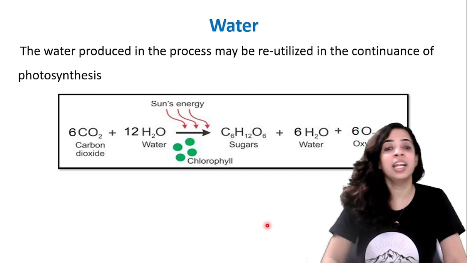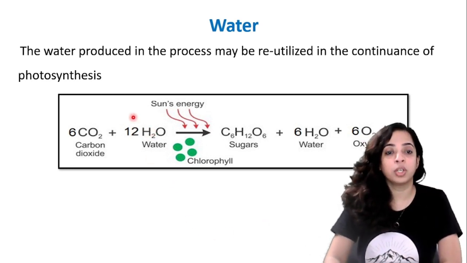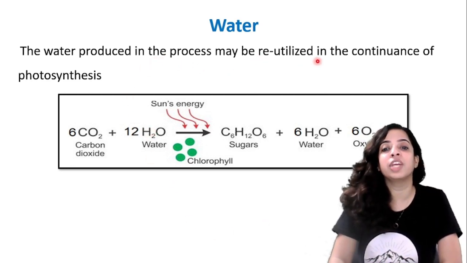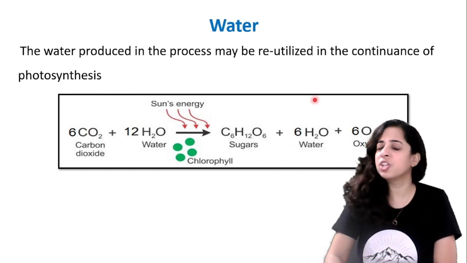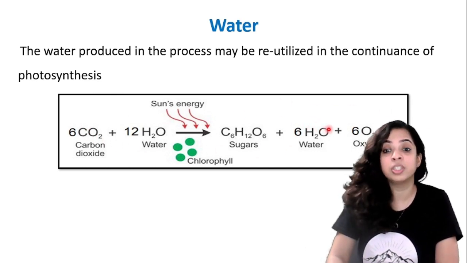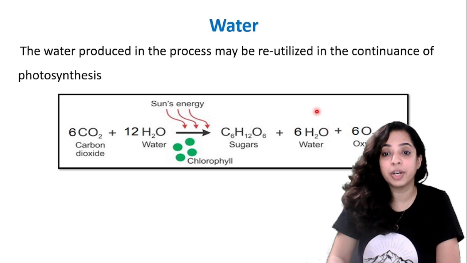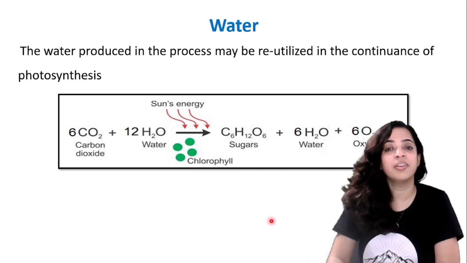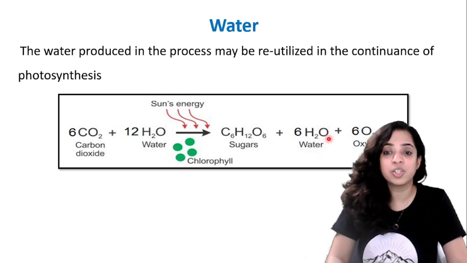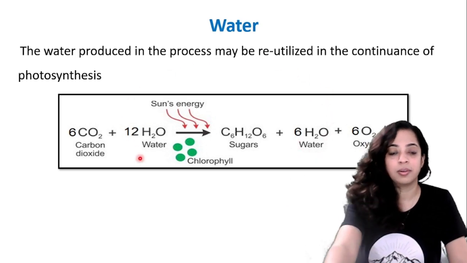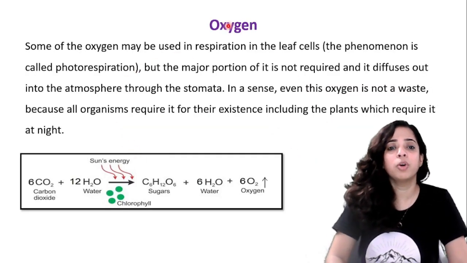Second is water. Water produced in the process may be reutilized for the continuation of photosynthesis. So this reaction you should learn by heart, ICSE students. These water molecules which are produced are reused for the continuation of photosynthesis. So even if less water is absorbed from the roots, the water that is produced here can be reutilized. Then about oxygen.